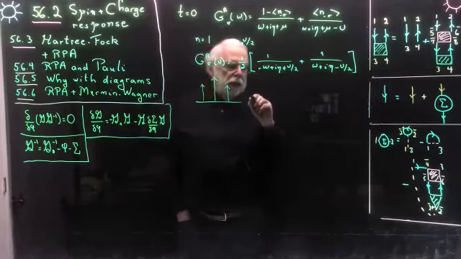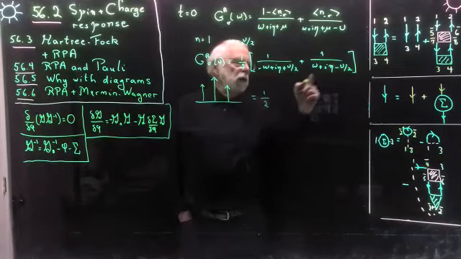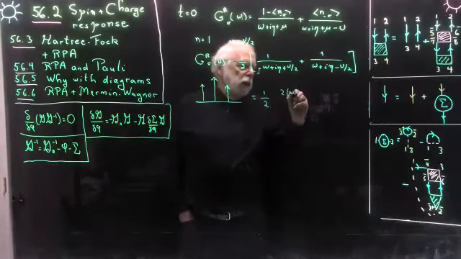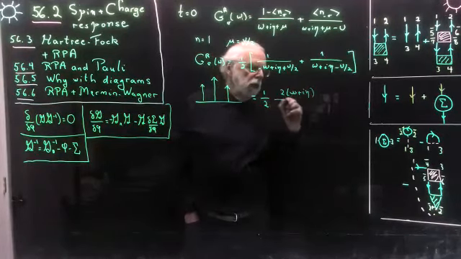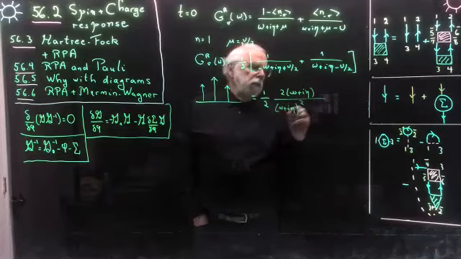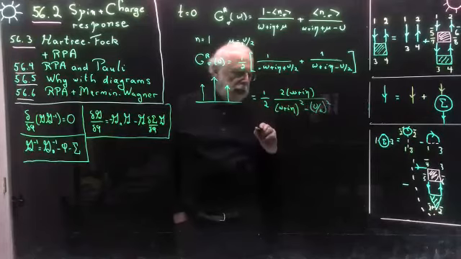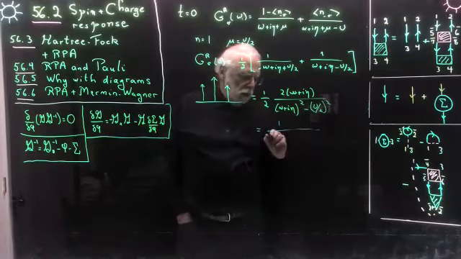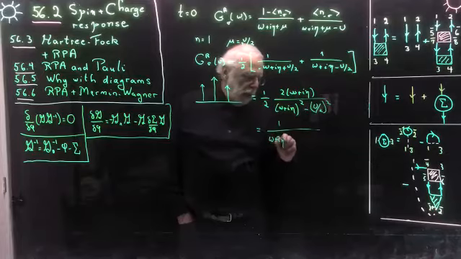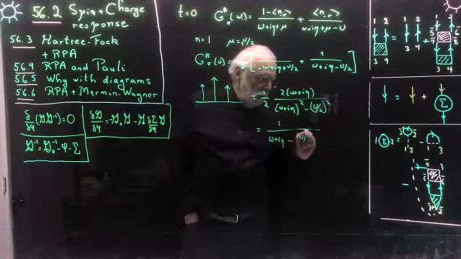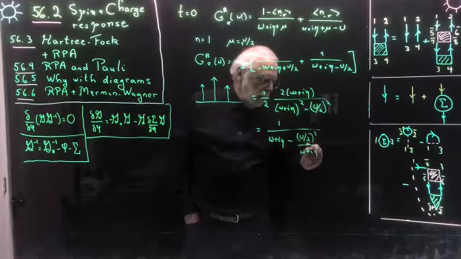But we can rewrite this also as follows. We can take a common denominator. So then this will be 2 (omega plus i eta) divided by (omega plus i eta) squared minus (U over 2) squared, and that's equal to 1 over (omega plus i eta minus (U over 2) squared divided by (omega plus i eta)).